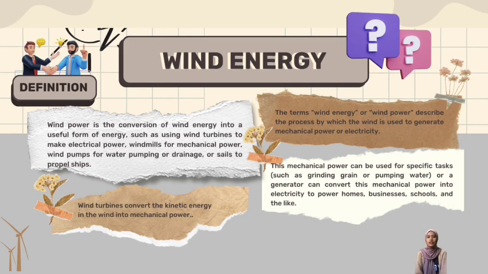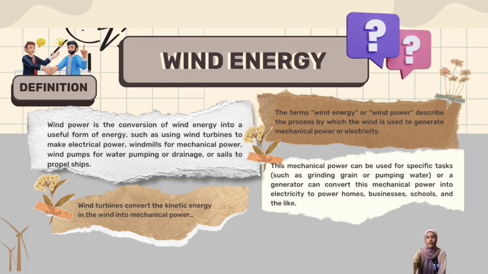Wind power is the conversion of wind energy into a useful form of energy, such as wind turbines to make electrical power, windmills for mechanical power, wind pumps for water pumping or drainage, or sails to propel ships. The term wind energy or wind power describes the process by which the wind is used to generate mechanical power or electricity. Wind turbines convert the kinetic energy in the wind into mechanical power.